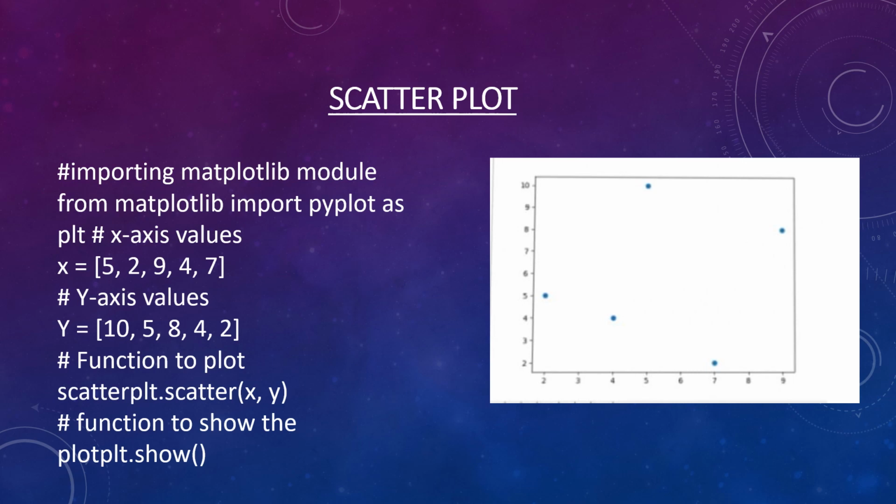Let us come to the program. For scatter plot, we have to import pyplot as plt from matplotlib. Let us take on x-axis values 5, 2, 9, 4, 7. Let us take on y-axis values 10, 5, 8, 4, 2. For scatter plot program, we have to take the function plt.scatter. To show this plot, we have to take the plt.show function.